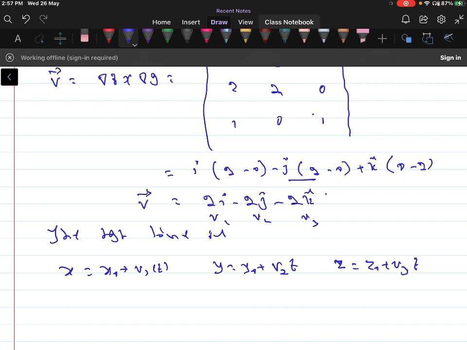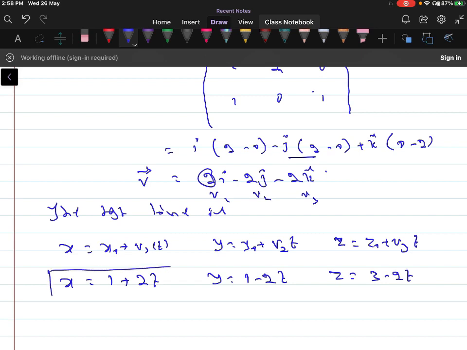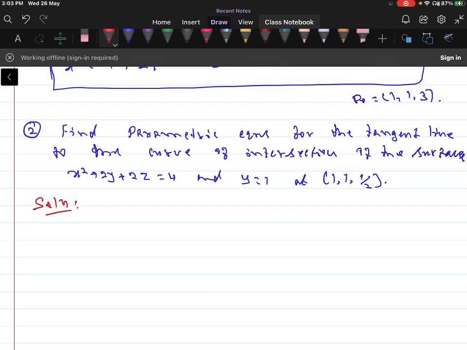So this implies x is equal to, where x naught is 1 and v1 is 2, 1 plus 2t. y is equal to, where y naught is 1 and v2 is minus 2, 1 minus 2t. z is equal to, where z naught is 3 and v3 is equal to minus 2, 3 minus 2t. So this is the equation for the tangent line at the point p naught is equal to (1, 1, 3). So we'll move to the next problem.